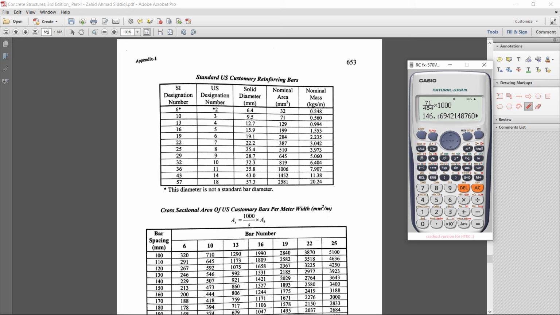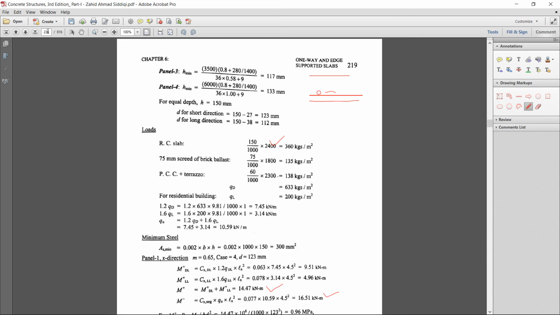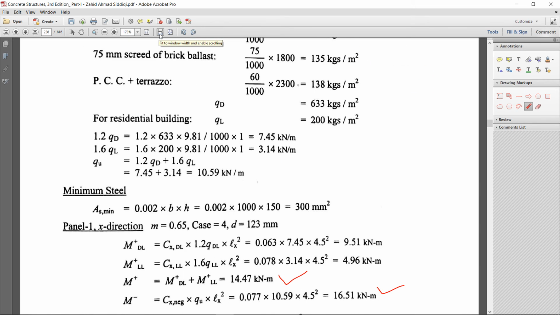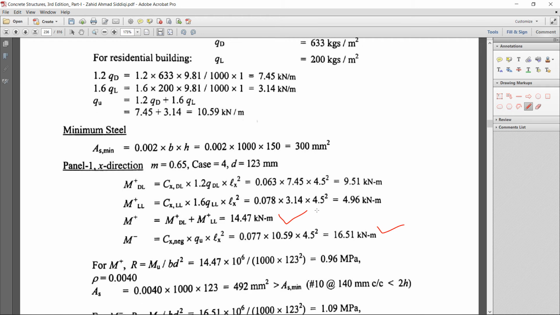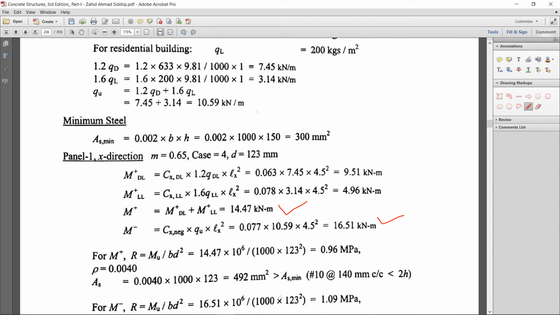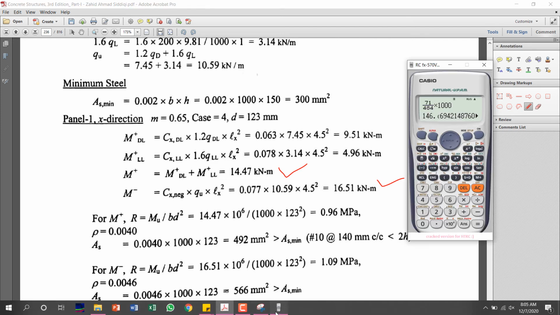I will again go back to the same page, 236. Here number 10 at 140 millimeter center to center. You can check the spacing criteria, that will also be satisfied. Again our calculated area of steel is greater than AS minimum, so that is okay. Our negative moment value is 566. You can again calculate the spacing.